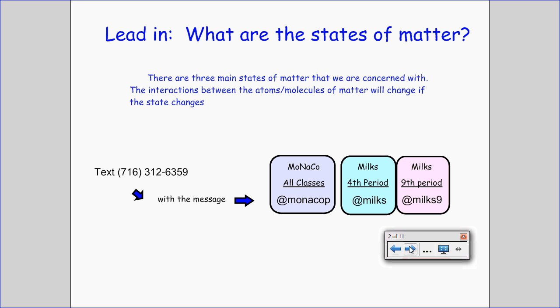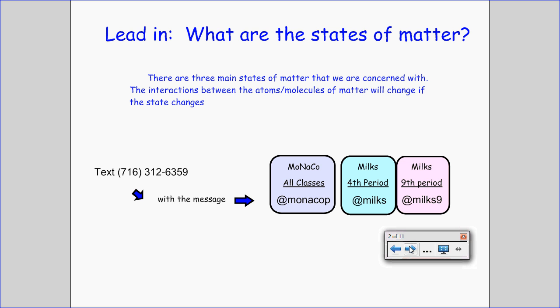Let's read in. What are the states of matter? There are 3: solid, liquid, gas. There is in fact a 4th. It's called plasma. We don't study that in Regents chemistry really. That's the phase of matter that's on the sun or in any glowing tube light. Interactions between the atoms or molecules of matter will change if the state changes.